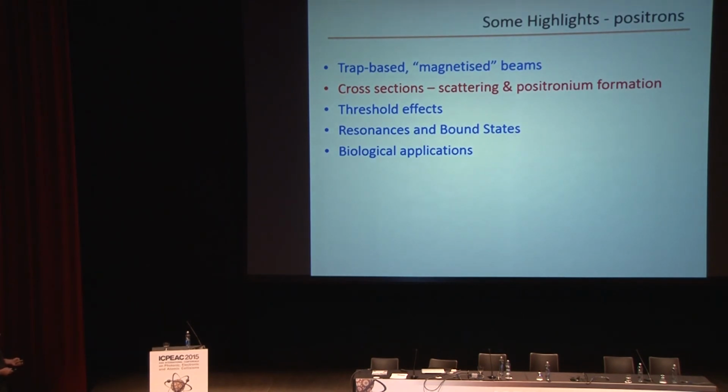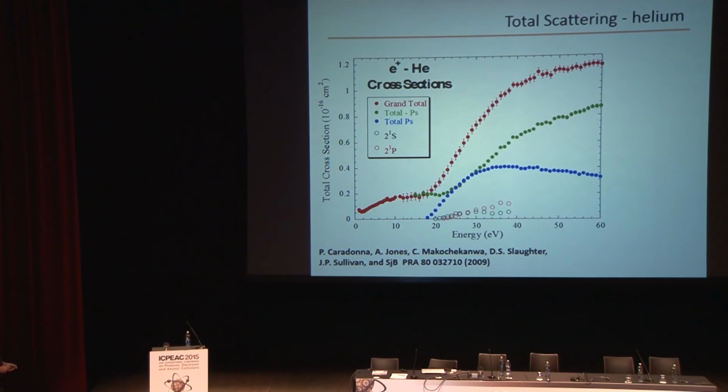So, some cross-sections, both scattering and positronium formation. This is an overview of what these cross-sections look like. These are absolute total cross-sections for the helium atom. The red curve here is the grand total cross-section, the measurement of any and all scattering possibilities. Down here at low energies, there's a Ramsauer-Townsend minimum, just around 1 electron volt. The other key feature is at 17.8 electron volts, where the positronium formation threshold is, and then the cross-section really kicks off as a result of both positronium formation and inelastic scattering.